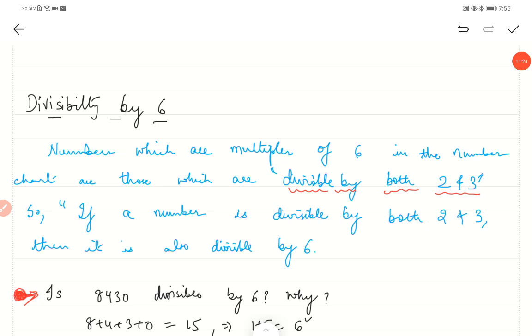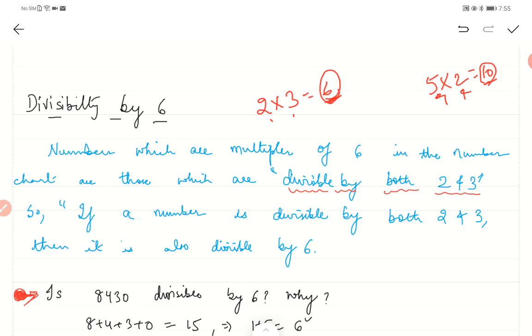When you come to 6, see, 6 has multiples 2 and 3, isn't it? 2 cross 3. For 10, what we had seen, 10 has multiples 5 and 2, right? So 5 2s is 10, isn't it? Like this, 3 2s is 6. So for 10 the multiples were 5 and 2. So any number which is divisible by 10 can be divisible by both 5 and 2. The same case you can see for 6. Any number which is divisible by 6 is divisible by both 2 and 3.